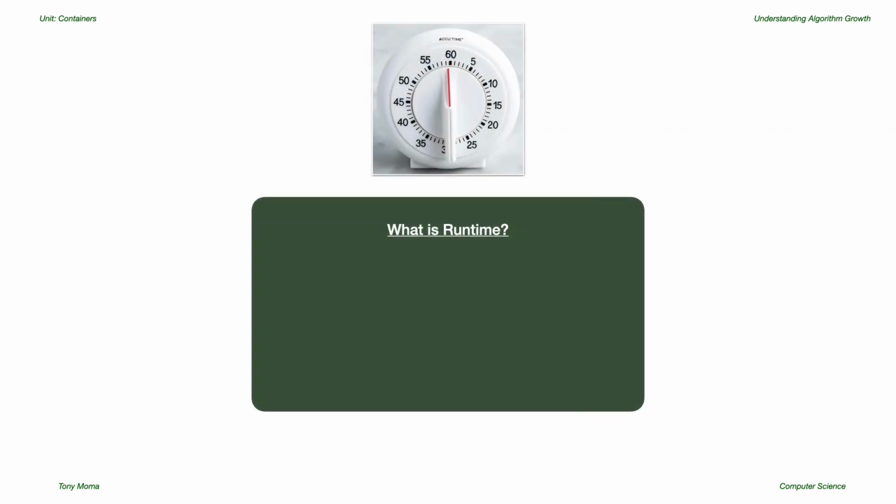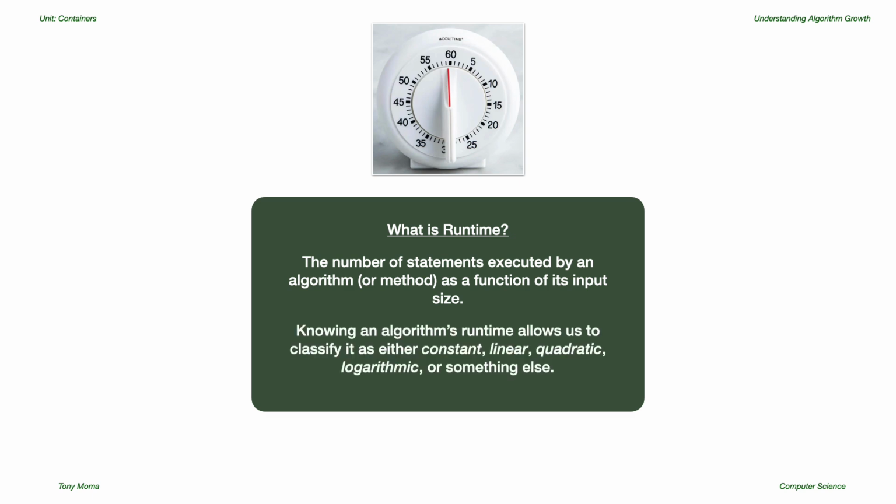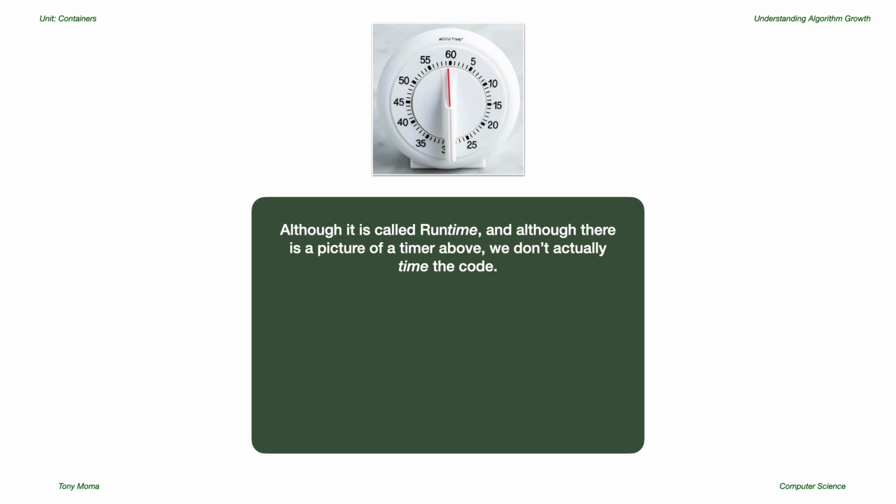What is runtime? Runtime is the number of statements executed by an algorithm or method as a function of its input size. Knowing an algorithm's runtime is what allows us to classify it as either constant, linear, quadratic, logarithmic, or something else. That being said, although it's called runtime, and although there is a picture of a timer above this text, we don't actually time the code. The picture of the timer is just there to reinforce that we're counting something, but we're not timing the code.